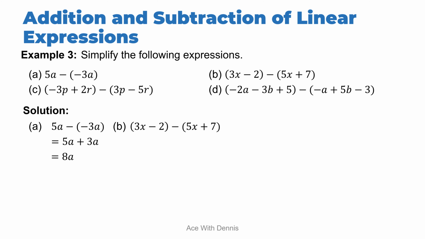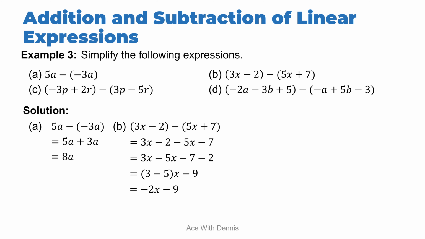For B, (3x minus 2) minus (5x plus 7). So we want to remove the bracket. All the signs of the terms inside the bracket we have to change. So we can rewrite this expression as 3x minus 2 minus 5x minus 7. Then we can rearrange the like terms together: 3x minus 5x minus 7 minus 2. Combining the coefficients, we get (3 minus 5)x minus 9, and the answer is negative 2x minus 9.